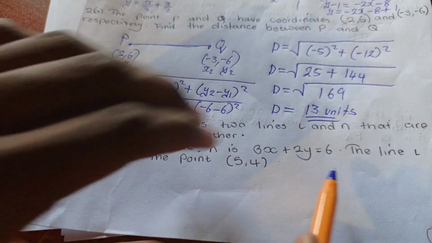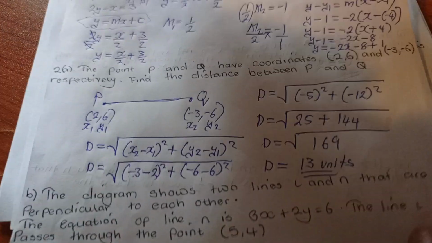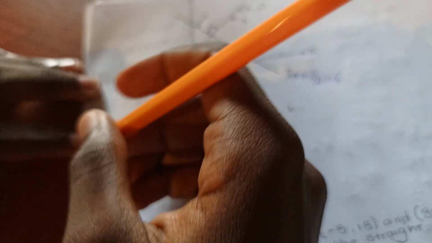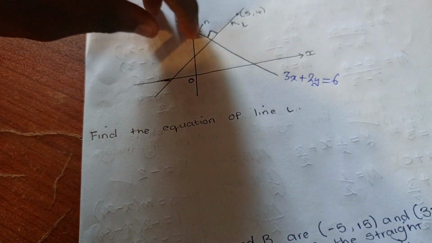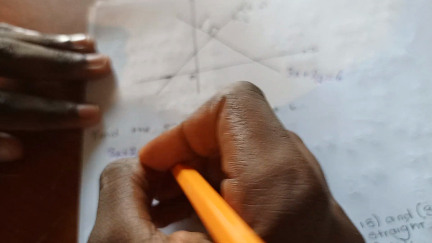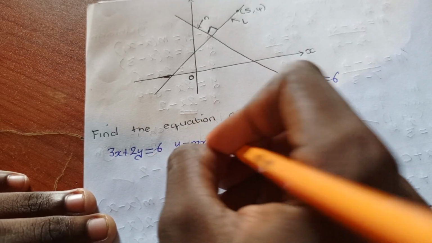So we've been given an equation here of line N, which is 3x plus 2y is equal to 6. So I can just write there 3x plus 2y is equal to 6. Yeah, so that's our equation for line N. Like I said, for the equation of a straight line, we need to have it in this form in order to find the gradient. As we can see, line N and line L are perpendicular to each other. So our line N is 3x plus 2y is equal to 6, and it needs to be in this form: y is equal to mx plus c.